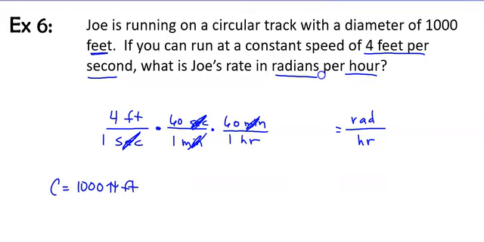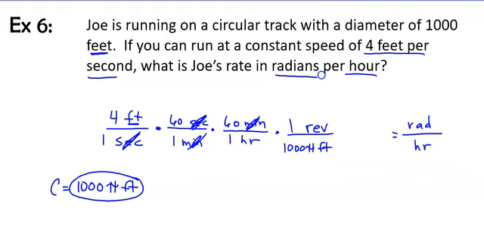Okay, now we started out in feet. We don't want to end up in feet. We want to end up in radians. So if feet were on the top, feet now need to go on the bottom, and that's where this comes into play. Okay. So we want 1,000 pi feet on the bottom. That is equal to 1 revolution. Not 1 radian. We're not quite there yet, but 1 revolution. Because that's the track. So 1 time around the track is 1,000 pi feet.